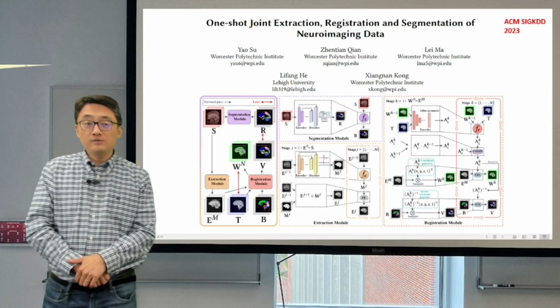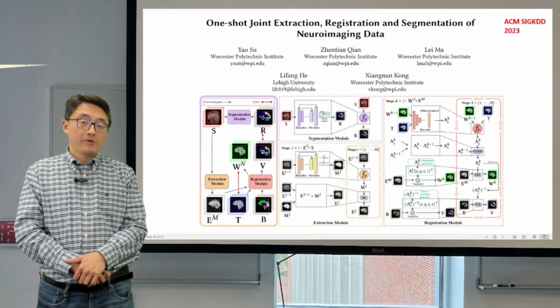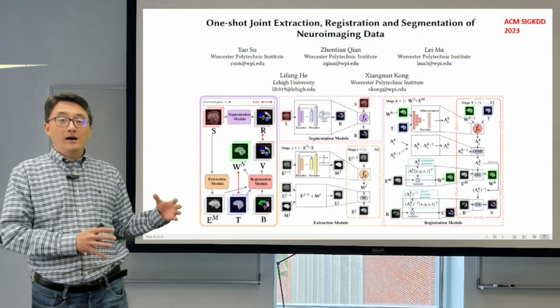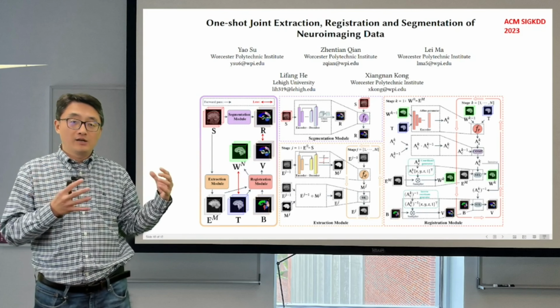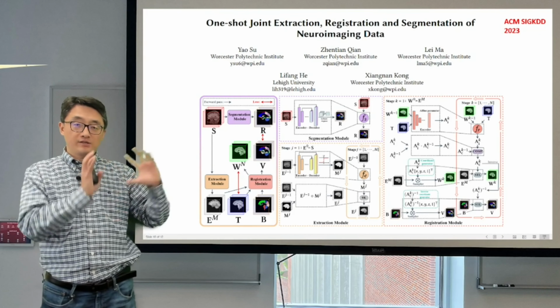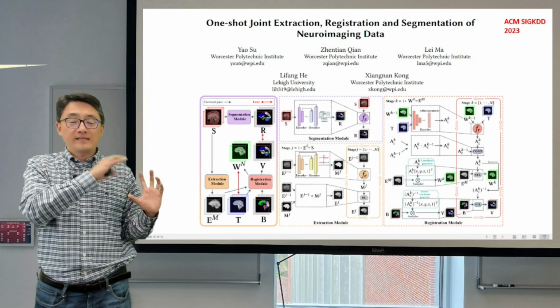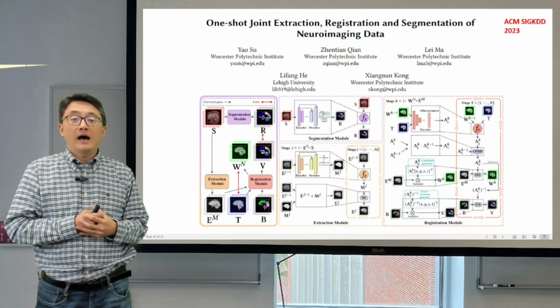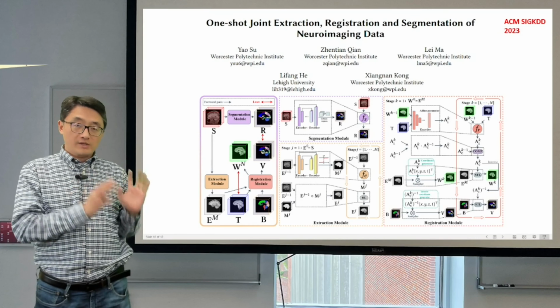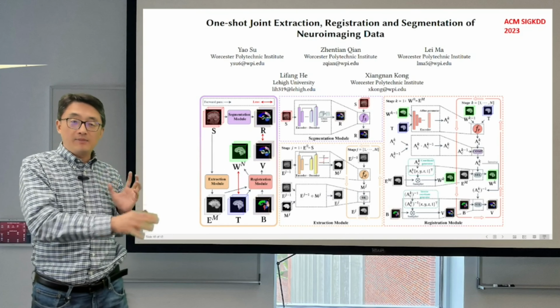This is one example of a research paper we published recently in ACM KDD, trying to use a deep neural network to automatically extract the skull of the brain from the image, register it to the standard image, and do the segmentation on different brain regions using deep neural networks. We have more work similar to this along the same line of research.